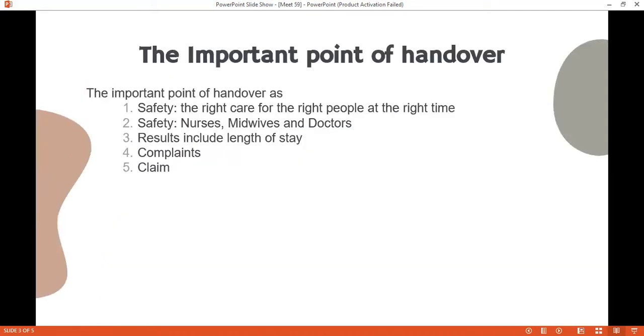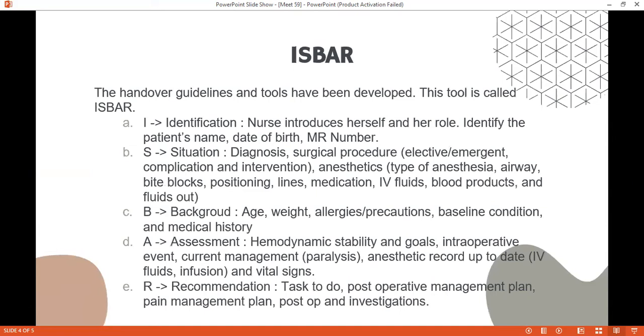The important point of handover is safety. The right care for the right people at the right time. Nurses, midwives, and doctors. Results include length of stay, complaints, and claims. Guidelines and rules have been developed.